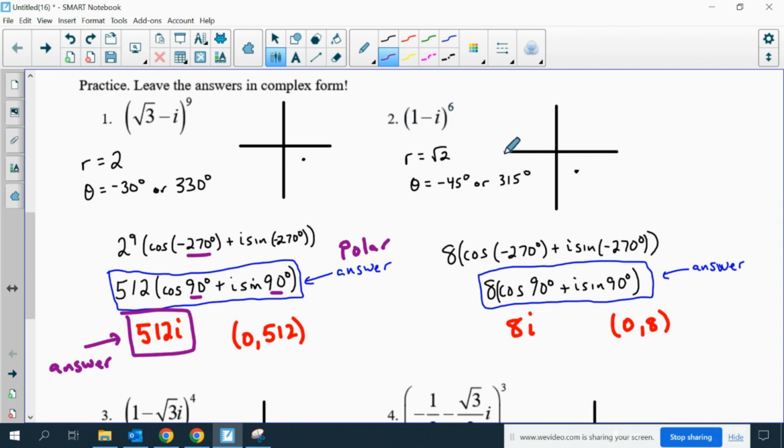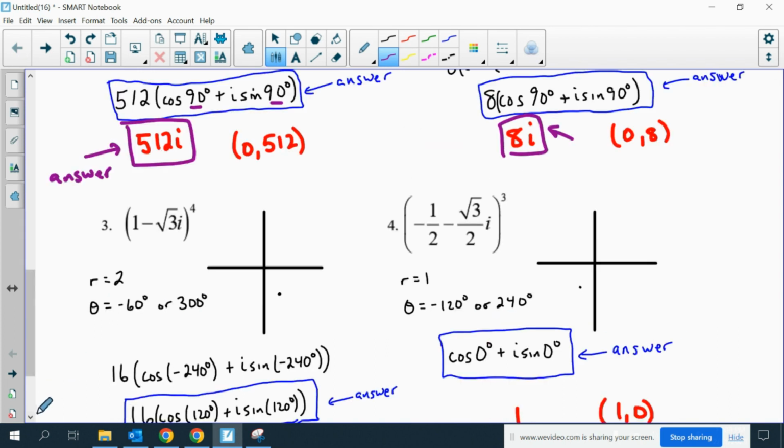Number 2, (1 - i) to the 6th power. We find the radius to be √2, and then we find theta is 315. We can do that using arctan if we want, or we just know that this is a 45-45-90 triangle. Then we do √2 to the 6th, which is 8, and then cosine negative 270 plus i sine of negative 270. We get the angle in the correct order. Then this is actually the answer in polar form. I also wrote it as a point.